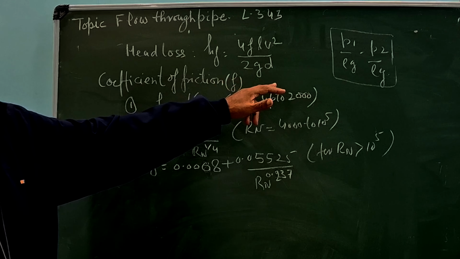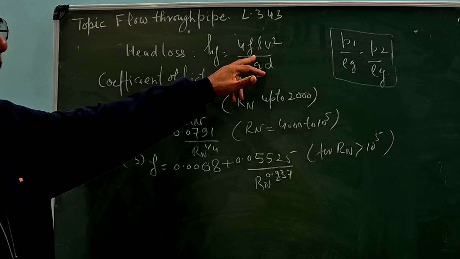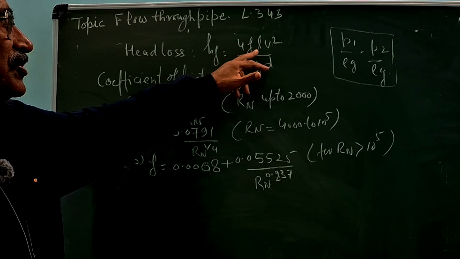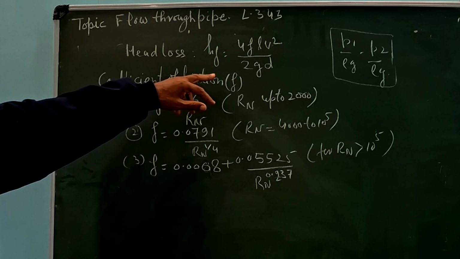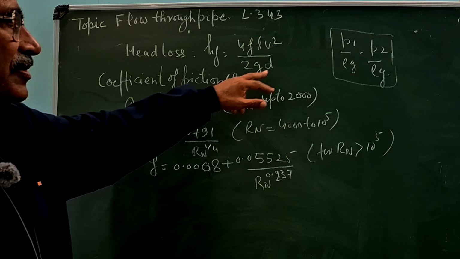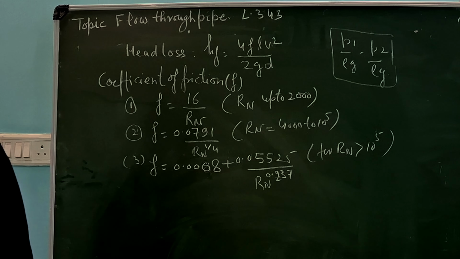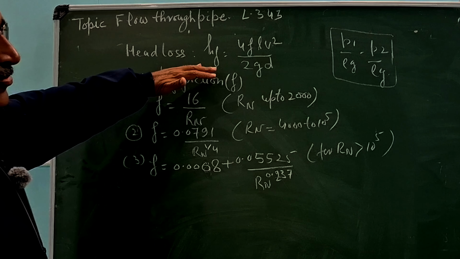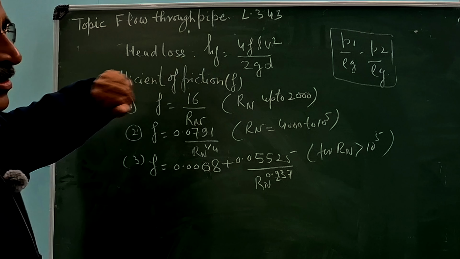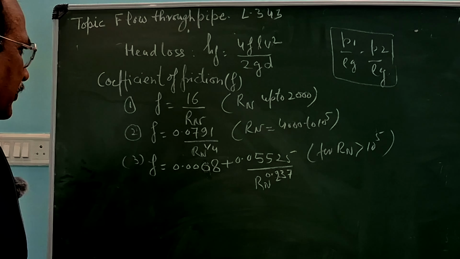square upon 2gD. If D is the diameter of the pipe, L is the length of the pipe, the velocity of the flow is V, and F is the frictional resistance, then this hf is given by 4FLV square upon 2gD. So this is important, the head loss, which you will include in all the numerical problems whenever you solve.